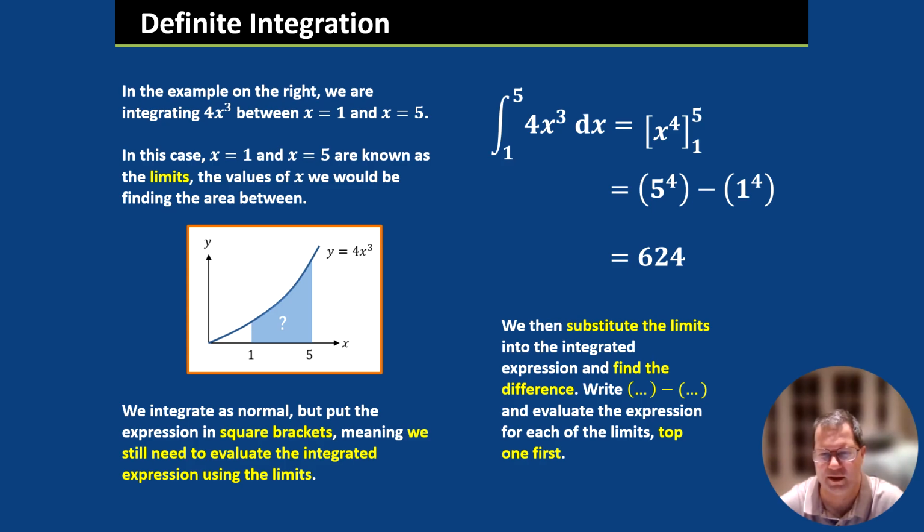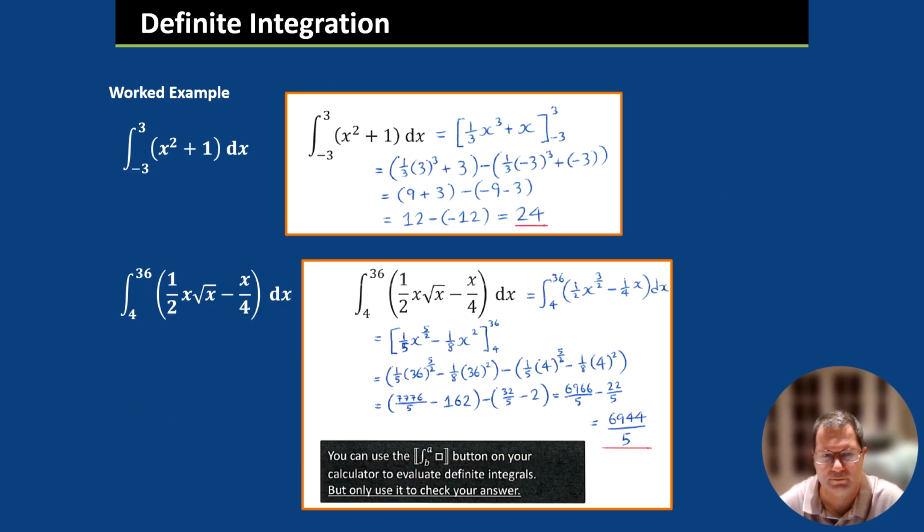So we write 5 to the power 4 in the first set of brackets minus 1 to the power 4 in the second set, because we're substituting into x to the 4, and then we evaluate the expression for each of the limits, top one first. So 5 to the 4 is 625, 1 to the 4 is 1, 625 take 1 is 624.